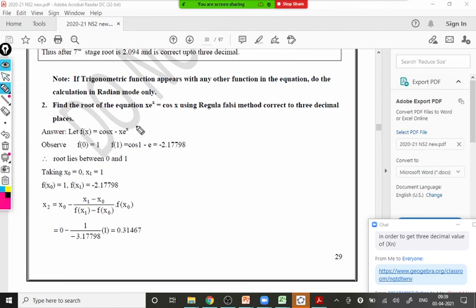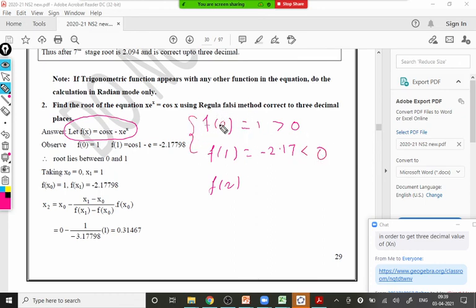Whenever the interval is not given and f(x) is with us, what you have to do is just calculate f of 0, calculate f of 1, calculate f of 2, and so on. In this case, f of 0 is 1, which is greater than 0. f of 1 is minus 2.17, which is less than 0. Whenever f(x) is positive and negative, we'll say the root is in between them only. Right now the root is in between 0 and 1. But by chance, suppose f of 1 you get as positive, and suppose f of 2 is negative. In that case, you have to say the root is in between 1 and 2.